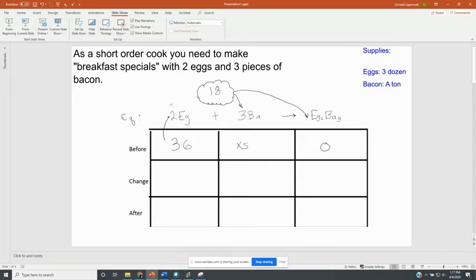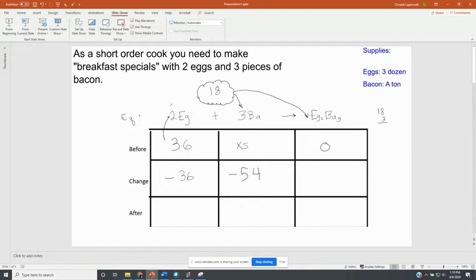So for here, we're still going to, if we came back down and multiplied, we'd multiply back out to 36. We're going to use up all 36 of those eggs. We're going to figure out how many pieces of bacon we're going to use up. So 3 times 18 is 54. So we're going to use up 54 pieces of bacon.